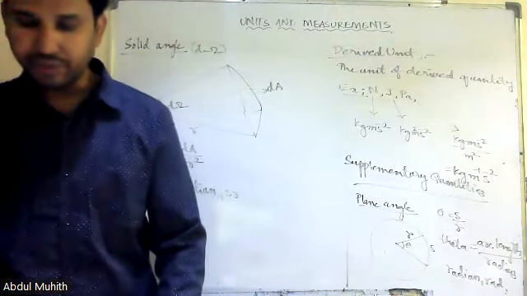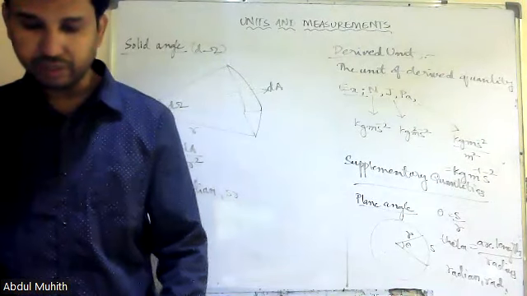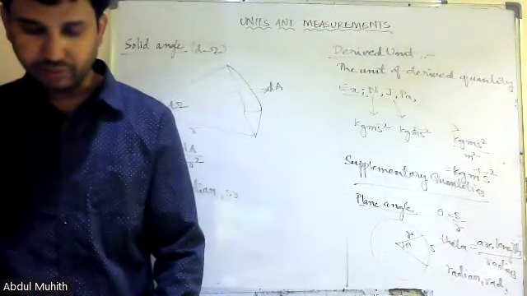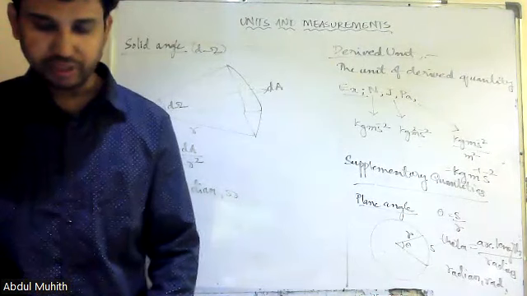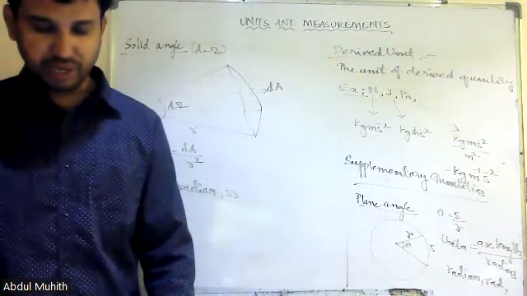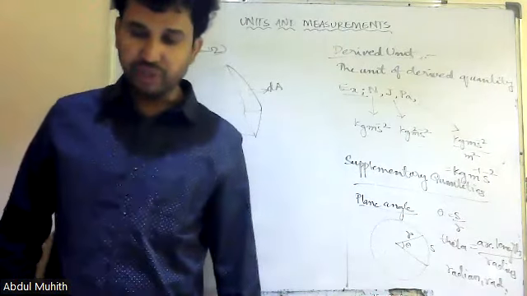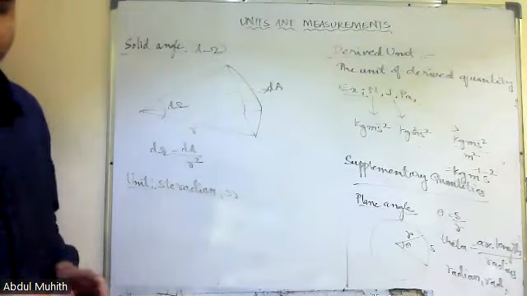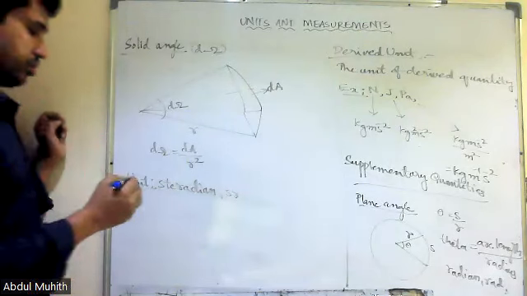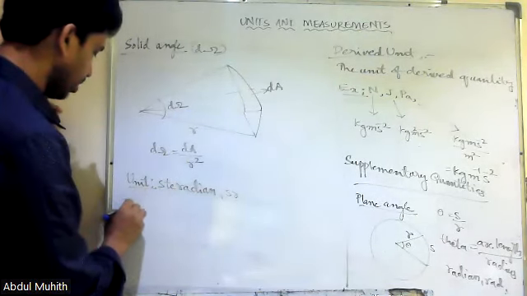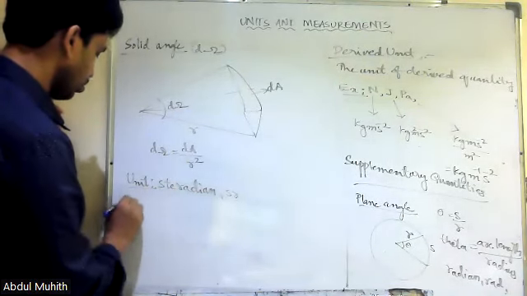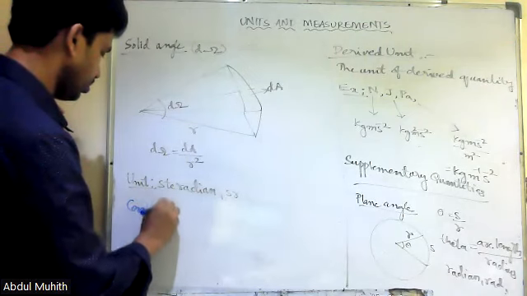There are seven rules while writing the significant figures. Before that, we have one more thing. We should know how to convert degrees to radians and radians to degrees. So, the conversion process.